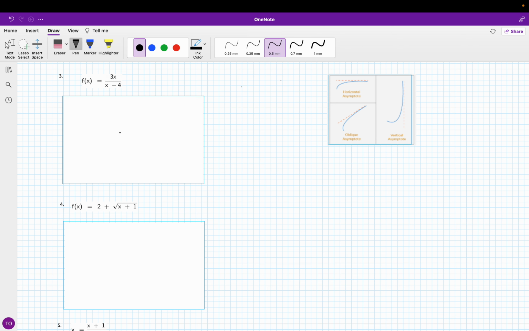3x over x minus 4. Again, x cannot be equal to 4. You may be able to tell what this is. There's not much more to this one, really. It's a vertical asymptote. If x is equal to, well, x over 0, I suppose, is where we're coming from with that. But you cannot remove the domain issue of that.